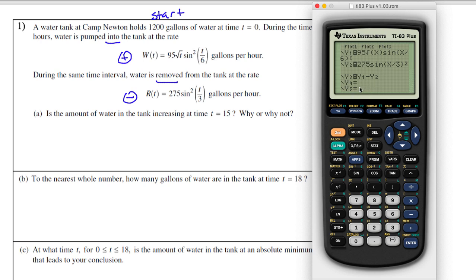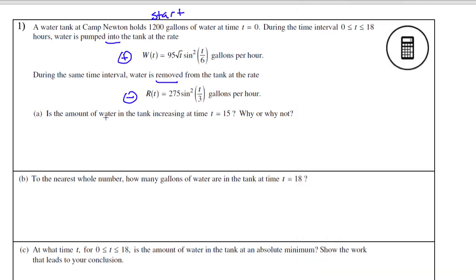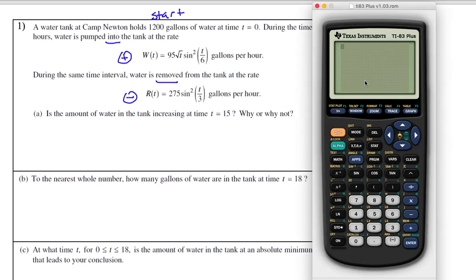I don't really need to graph anything. I'm just going to get out of this. So 2nd, MODE to quit out of this. Is the amount of water in the tank increasing at time equal to 15? So we need to figure out what the positive minus the negative one is at 15. So I can just say, in this case, what is y3 of 15? I'm just plugging in 15.